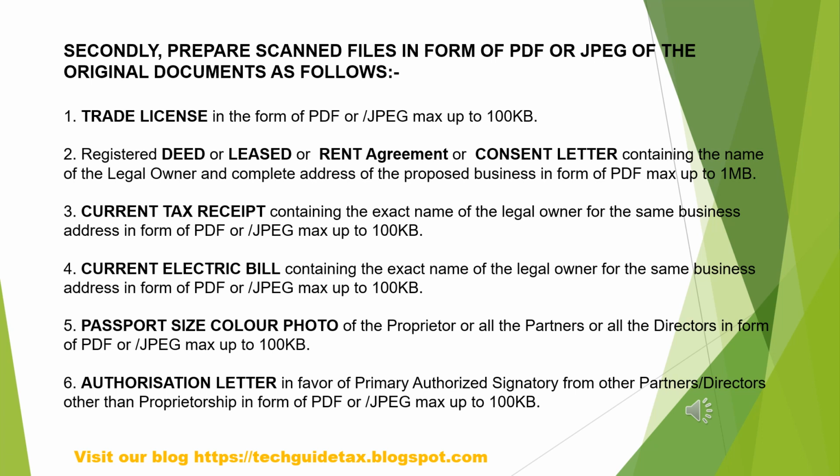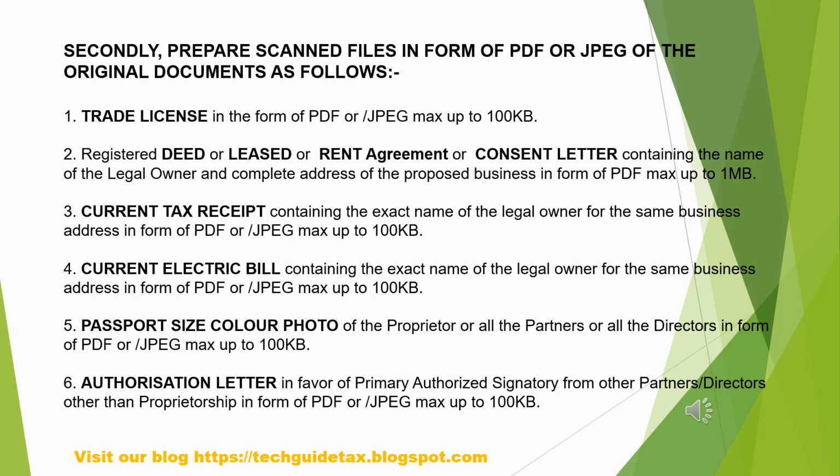Secondly, prepare scanned files in form of PDF or JPEG of the original documents as follows. 1. Trade license in the form of PDF or JPEG, max up to 100 KB. 2. Registered deed or lease or rent agreement or consent letter containing the name of the legal owner and complete address of the business, in form of PDF max up to 1 MB. 3. Current tax receipt containing the exact name of the legal owner for the same business address in form of PDF or JPEG max up to 100 KB.